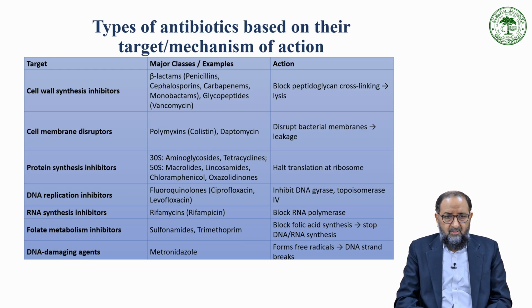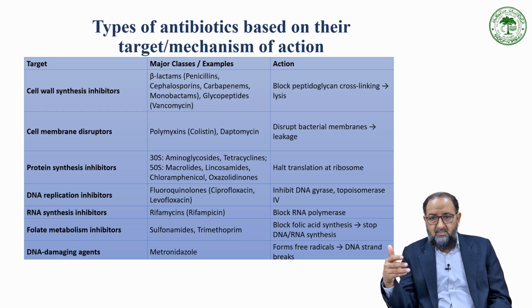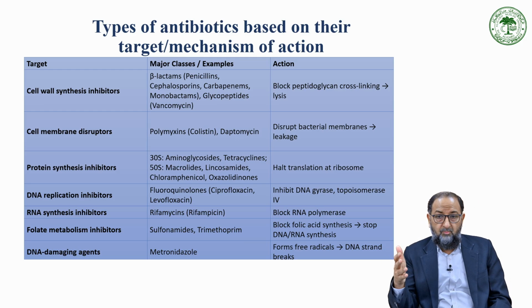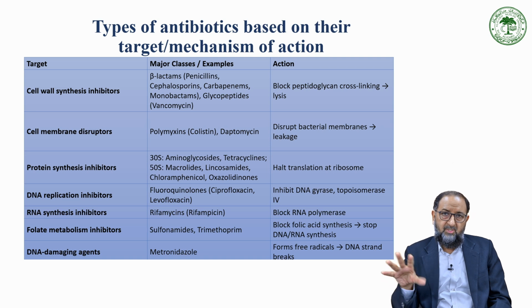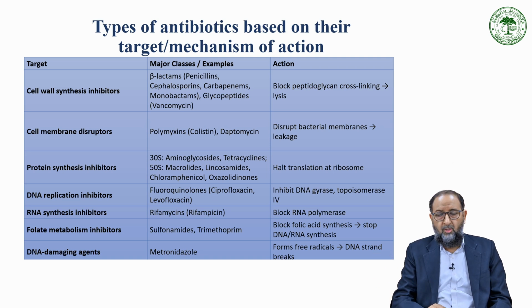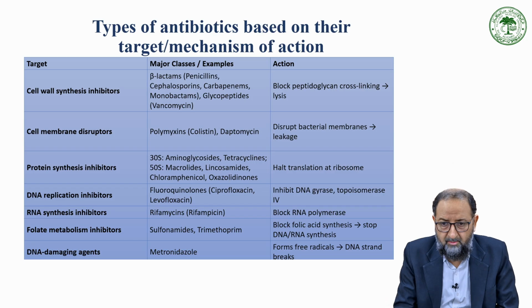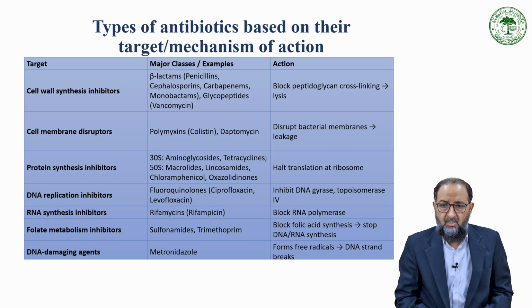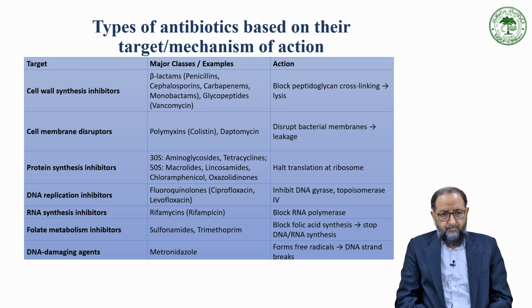Then we have folate metabolism inhibitors, like sulfonamides and trimethoprim. They basically block folic acid synthesis. Folic acid synthesis is very important to carry on DNA and RNA synthesis, so they stop the DNA and RNA synthesis. When nucleic acid synthesis is stopped, the cells will not continue their growth, and the process of proliferation is stopped.